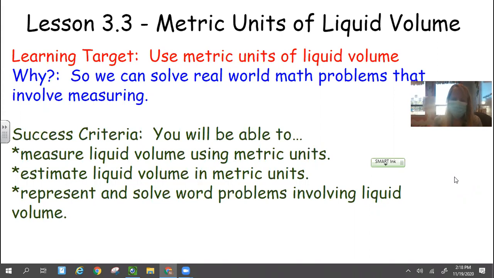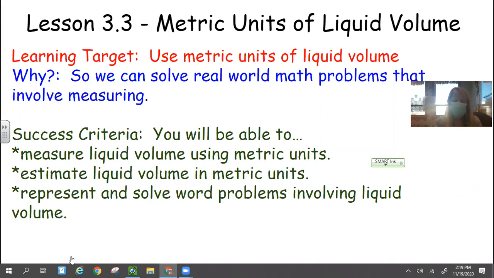So we're going to measure liquid volume using metric units today. We're going to still estimate, and we might actually even get some problem solving in. Let's see how it goes.